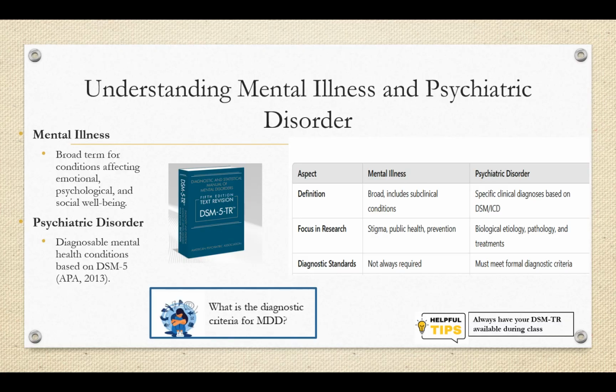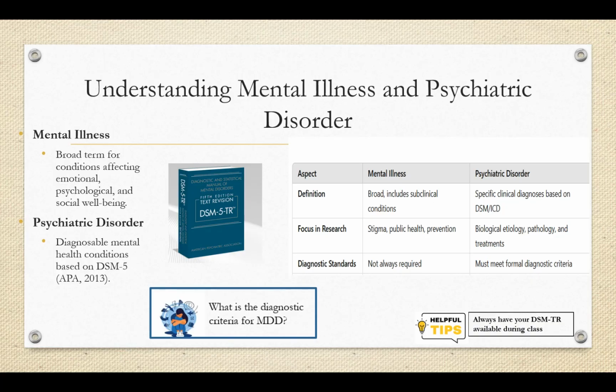Understanding mental illness and psychiatric disorders. We hear a lot today, people say this person has a mental illness. We might hear someone say, oh, such and such is depressed. But is the person really depressed? Does the person really have a psychiatric disorder? Are they depressed in the sense that they're just sad, blue, maybe down because of a breakup with a boyfriend? Or do they meet the diagnostic criteria for a major depressive disorder?